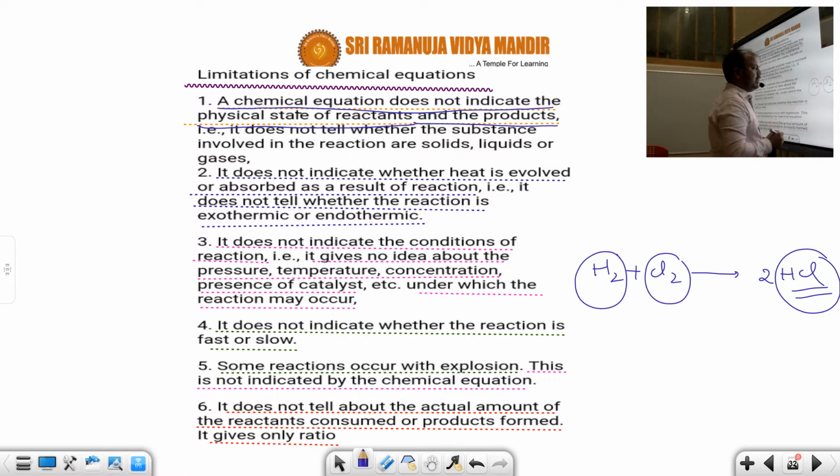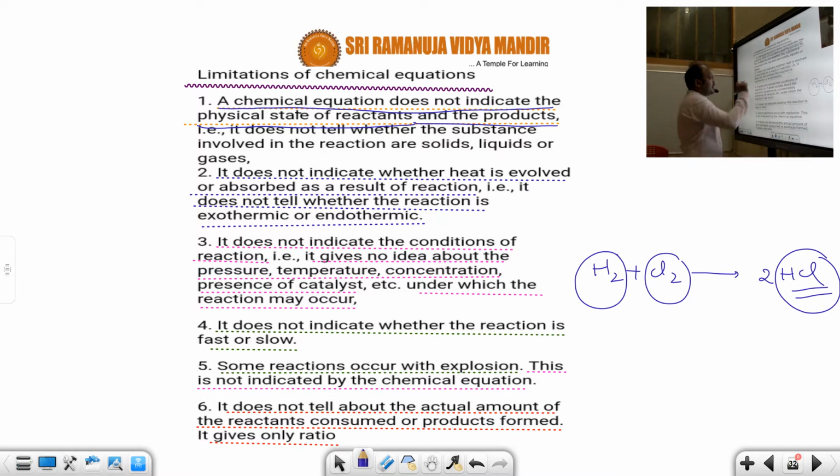For example, if you take hydrogen, what is the physical state of hydrogen here? We don't know, because a chemical equation does not tell about the physical state of the reactant as well as the physical state of the product. That information is not given by a chemical equation. This is one of the major drawbacks.